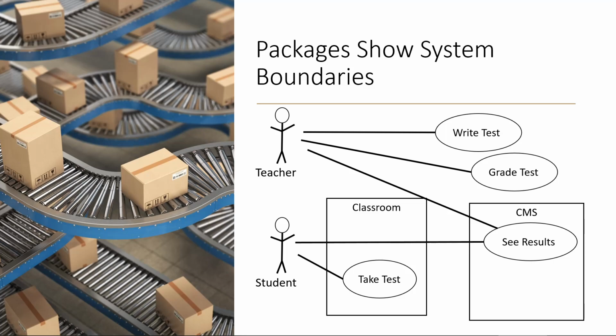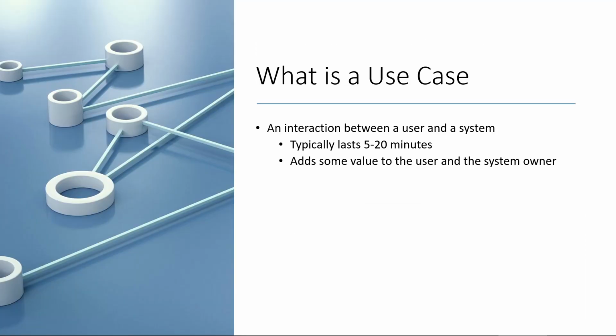So let's come back to a second about the idea of what is a use case. I said, a menu of what a system does is a little bit vague. So using this definition by a guy named Alistair Cockburn, he says that a use case is an interaction between a user and a system that typically lasts between 5 to 20 minutes, and most importantly, adds some value to both the user and the system.